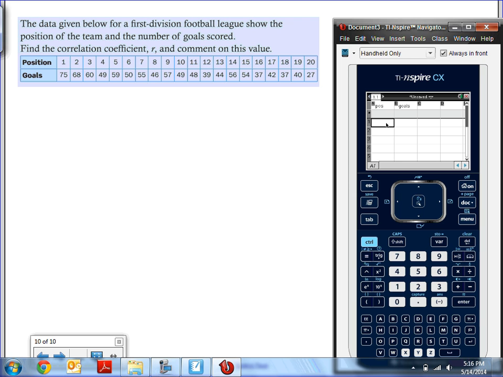We want to do 1 through 20 as our positions, and yes, unfortunately, on the calculator, you need to type them all in individually. On Excel, there's a way to populate these fields automatically, so you don't have to type them in each time. We don't have that here. Boy, I wish I had picked a smaller data set for this example. All right, I'm going to go up and enter my Y values.